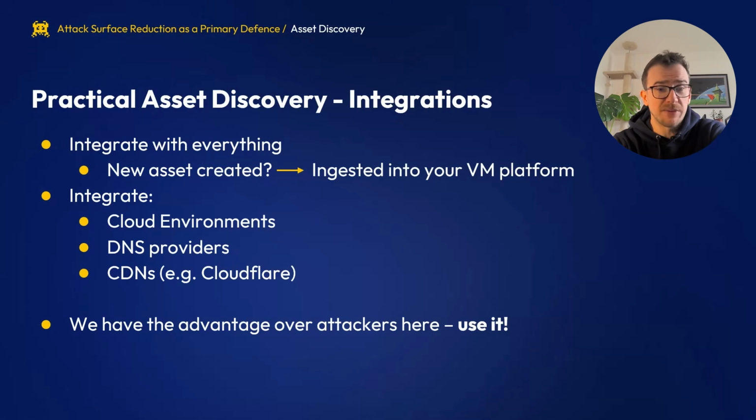So in this way, we get a handle on the shadow IT that's being created, especially in our cloud environments and DNS providers. These are probably our main primary sources of asset information, so that when new IP addresses get created in a cloud environment, when new domains get registered with A records in DNS providers, we're automatically ingesting those and scanning those hosts from a remote perspective. CDNs are also a good source for this.